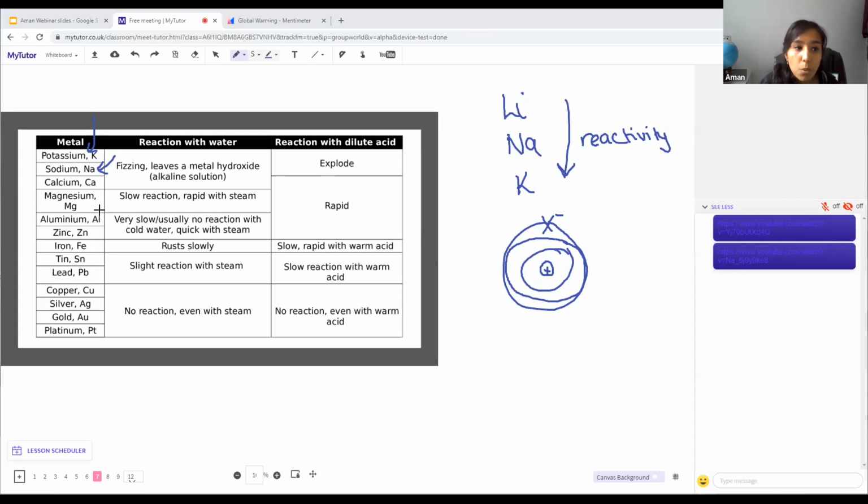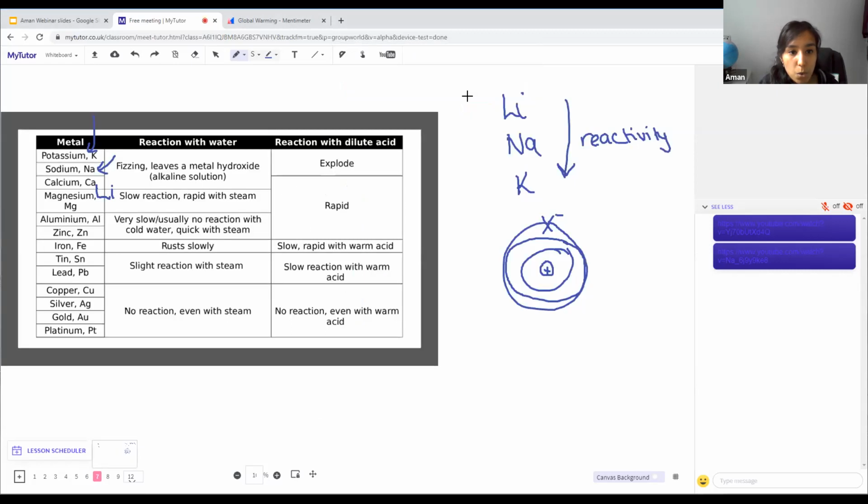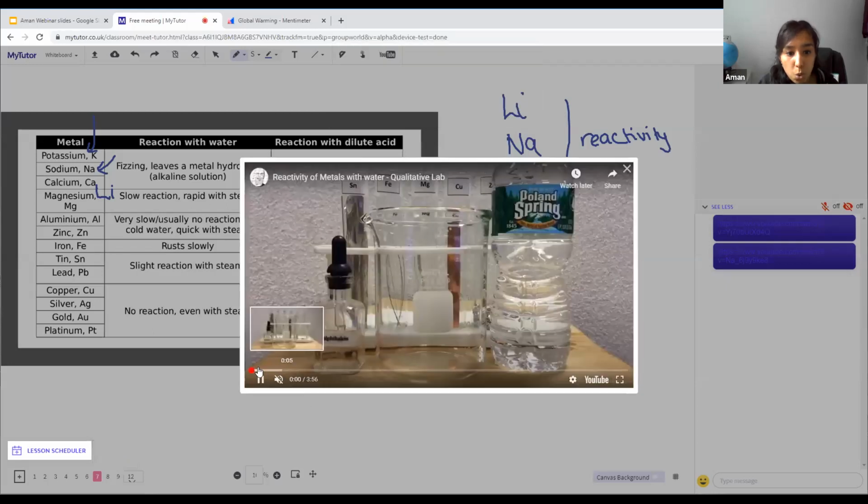So lithium, we would expect to be around here and around here. And the reason it's not in the reactivity series, as someone said, is that it's not a common metal that's used in school laboratories. So we tend to only have the reactivity series including these metals. So let's watch some videos, which will hopefully make a bit more sense. So we'll start off by watching reactions with water.